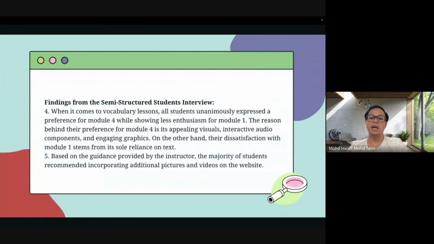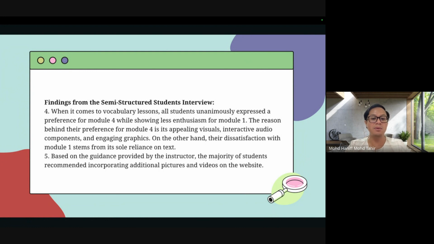When it comes to vocabulary lessons, these students unanimously expressed a preference for Module 4, showing less enthusiasm for Module 1. Why? Because Module 4 has a very appealing visual, interactive audio components, and engaging graphics as compared to Module 1. On the other hand, their dissatisfaction with Module 1 stems from its sole reliance on text, as Module 1 focused more on text per se.